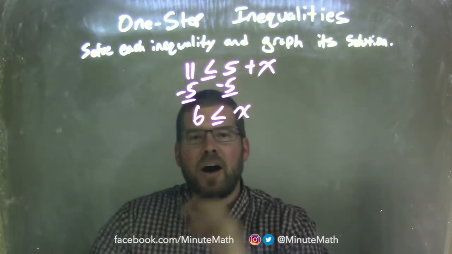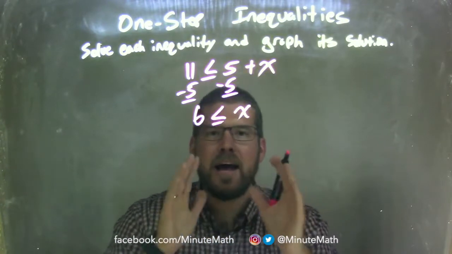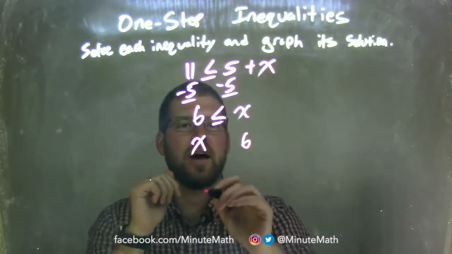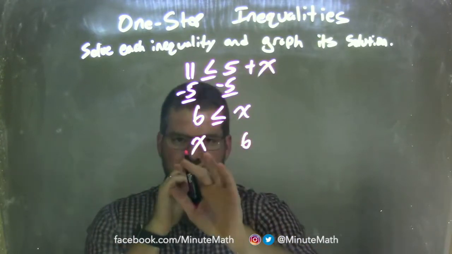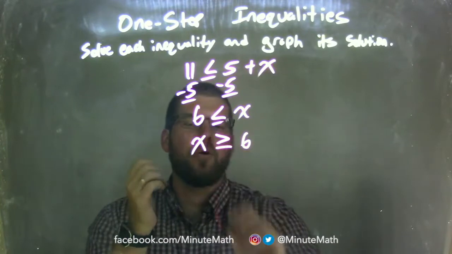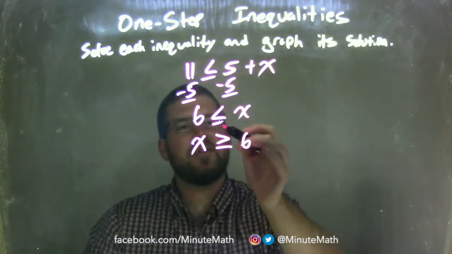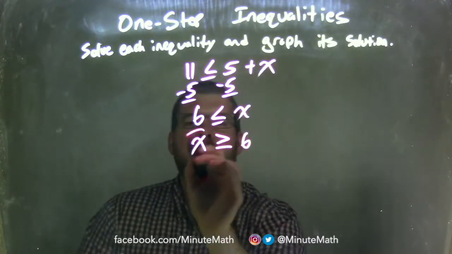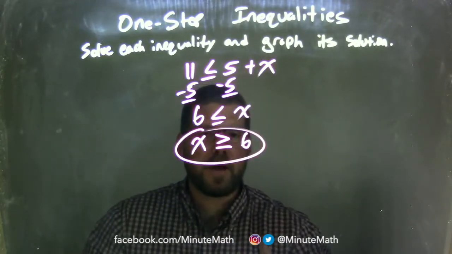But even though x is isolated, I want to have x written first. So I'm going to rewrite this, with x first and 6 on this side, and make sure when I do that, I also flip the inequality. So I have less than or equal to now. So when 6 is less than or equal to x, it's the same thing as x is greater than or equal to 6. And that is my final answer. But I need to graph it.